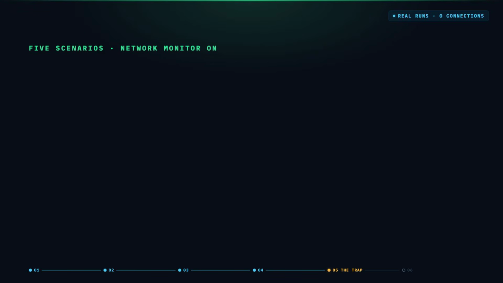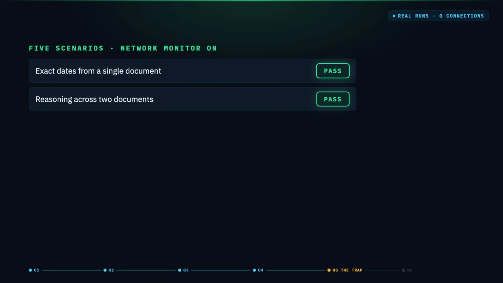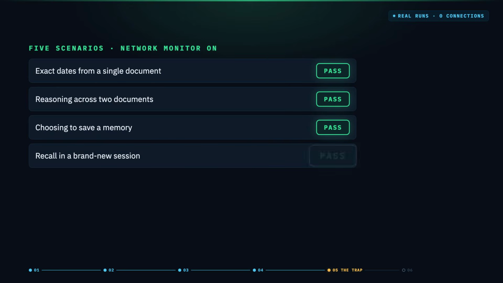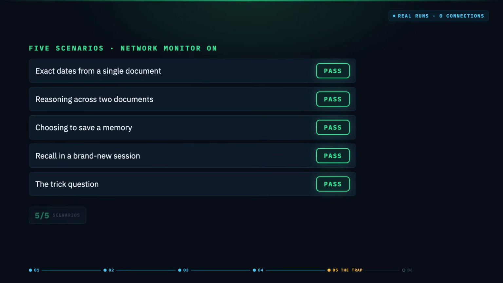I ran the finished system through 5 scenarios. Exact dates from a single document. Reasoning across 2 documents. Choosing to save a memory. Recalling it in a brand new session. And one trick question. 5 out of 5. With the network monitor running the whole time. 10 snapshots. Mid-generation. 0 internet connections in every single one.